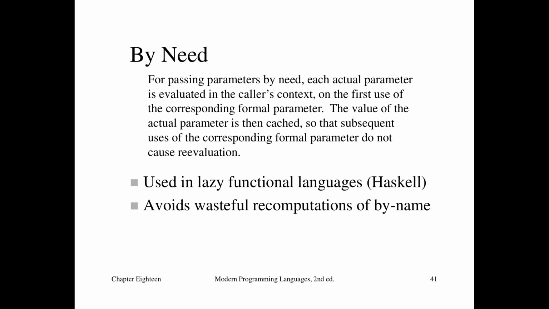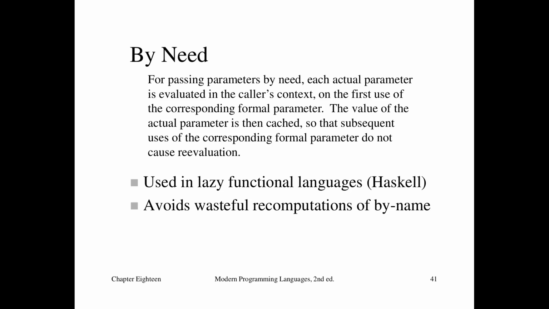So it's stored, and anytime we need to get the value again, we don't have to go and recalculate it back in the actual caller's context. We just have that value ready to go at any one time, right? And this is basically called lazy evaluation. We don't do the evaluation unless we need to, and once we've done it, we don't do it again. And this is utilized in the functional language Haskell.